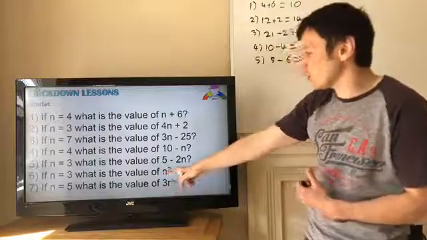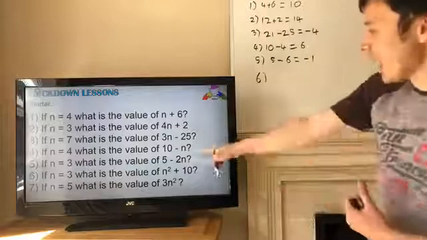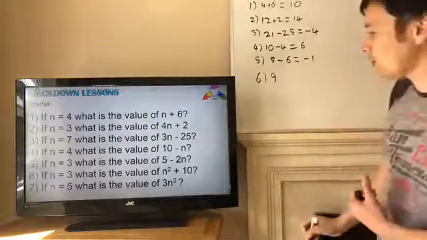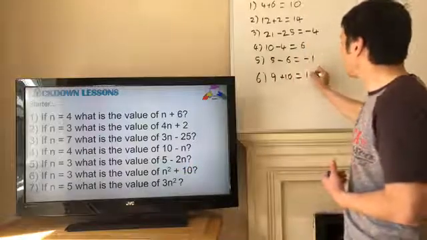Right? Question 6, squared means multiplied by itself. So for question 6, n squared is 3 squared, which is 9. 3 times 3, and then 9 plus 10 gives you 19.